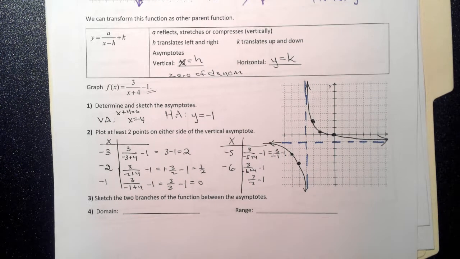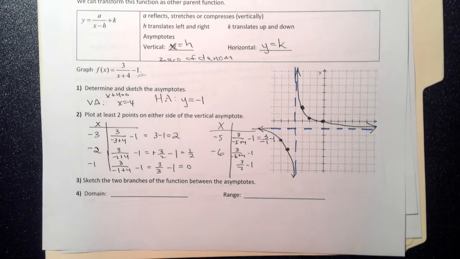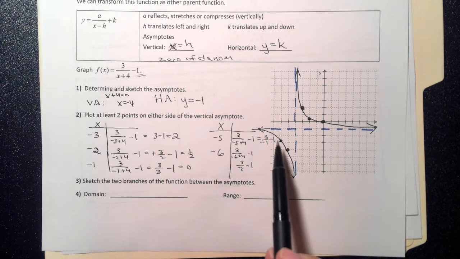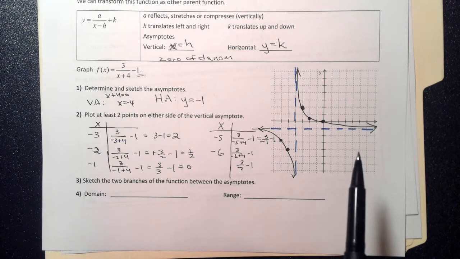So now, I've sketched the two branches of this function, and I want to think about the domain and the range. Well, for my domain, it looks like x takes on nearly every value, with one exception.